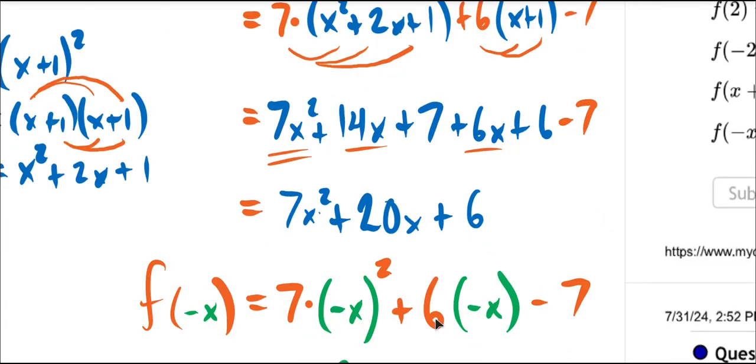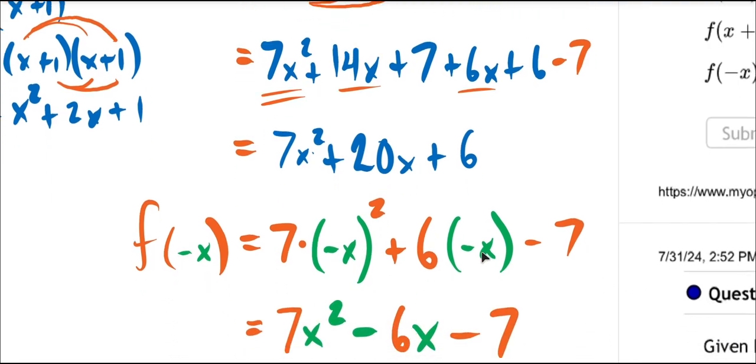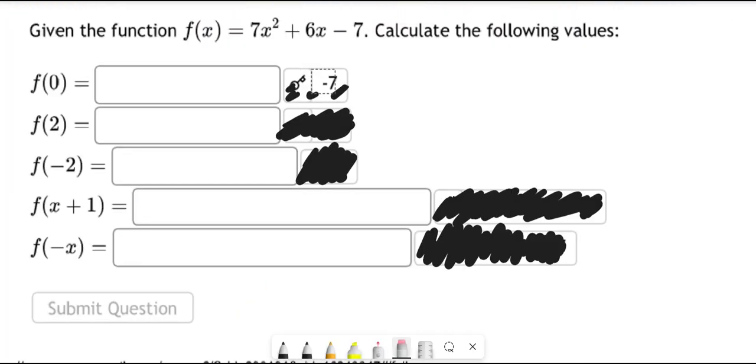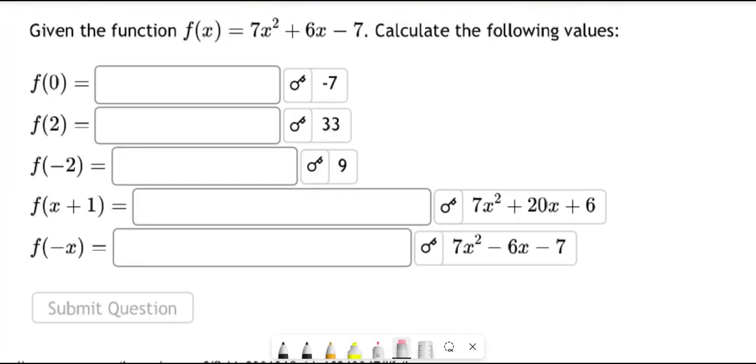Finally, what happens if you put a negative x in here? Well, negative x squared is positive x squared. And this minus sign in here could be brought out front, so we would just get minus 6x. Minus 7, I don't have anything really to do with that. This is our final answer because they're all unlike terms. We cannot simplify it any further. We check our work by checking these answers, and the saga continues.